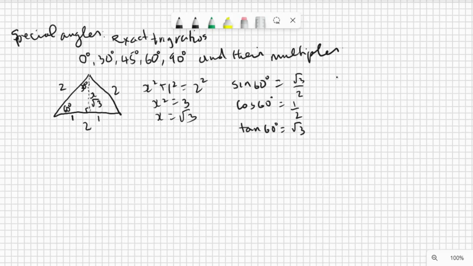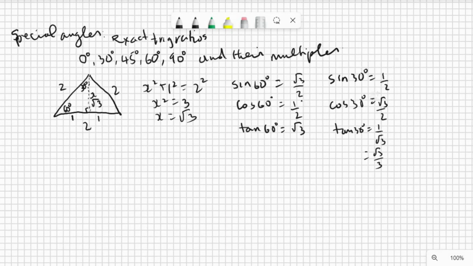Then I go to 30 degrees. Sine 30 degrees is equal to opposite over hypotenuse, which is 1 over 2. Cosine 30 degrees is adjacent over hypotenuse, root 3 over 2. Tan 30 degrees is 1 over root 3, or we can say root 3 over 3.